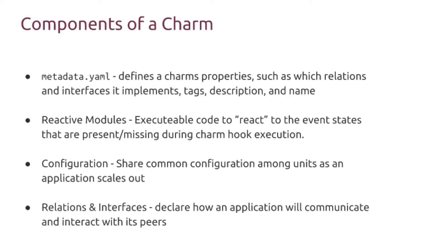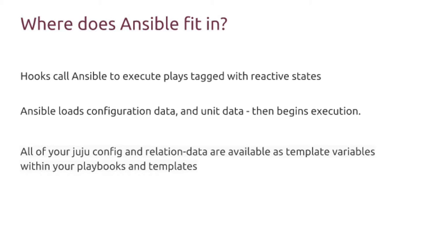And relations and interfaces declare how an application is going to communicate and interact with its peers. That's what allows you to say that I am going to deploy this MediaWiki instance, and it needs to relate to a database. And we know inherently that it's going to give us a connection string that's going to contain a username, a password, a host that we can connect to, and a database. That's what the relations interfaces allow us to do, is we can define that, and we can dictate the communication contract. So I've talked a lot about Juju.